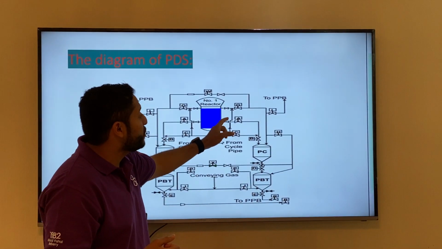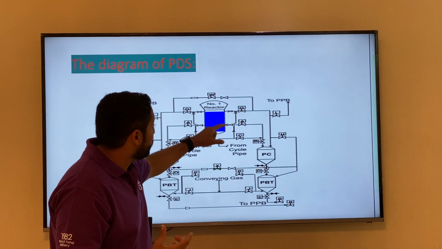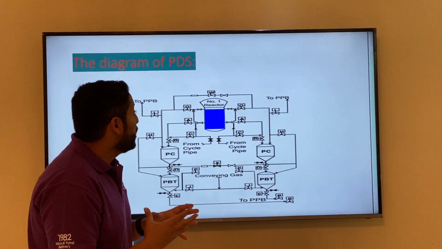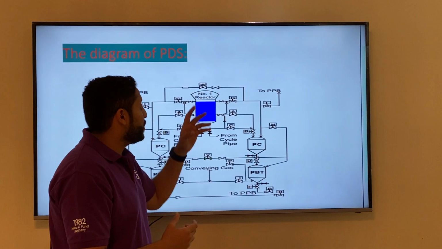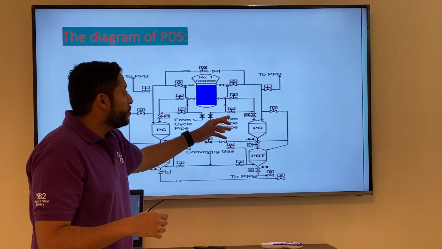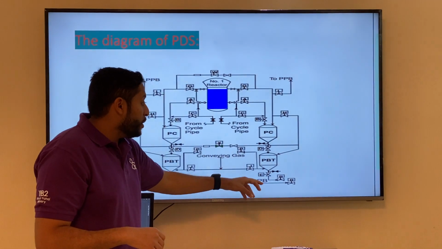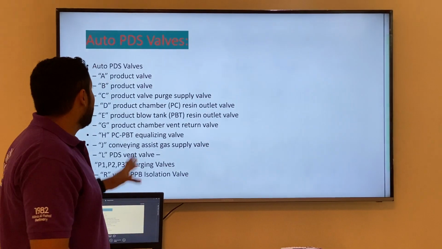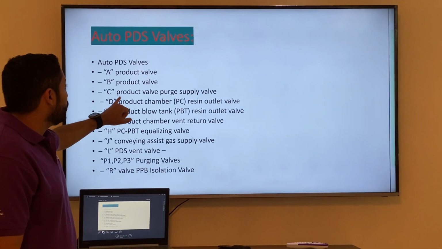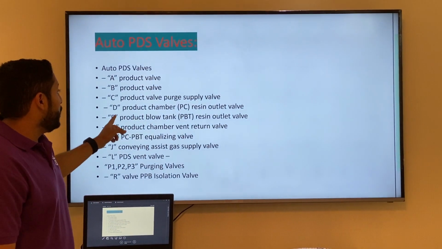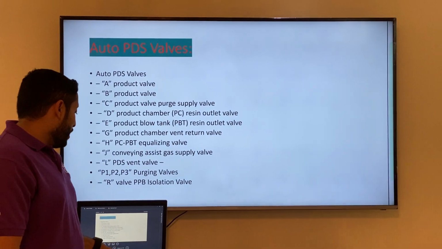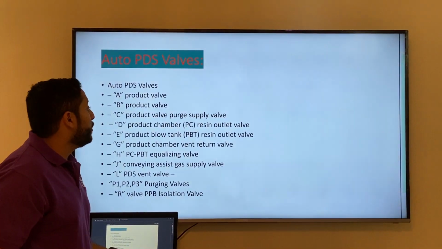Second, we don't want to lose pressure in the reactor, because we have lines that go back to the reactor. We try not to lose any pressure in the reactor because of these lines, and I already explained they have many lines: A, B, C, D, H and E. All of them I already explained in these slides. For example, A is the product valve, C is the pair supply valve, D is the product chamber resin outlet valve, and so on, as already explained in these slides.